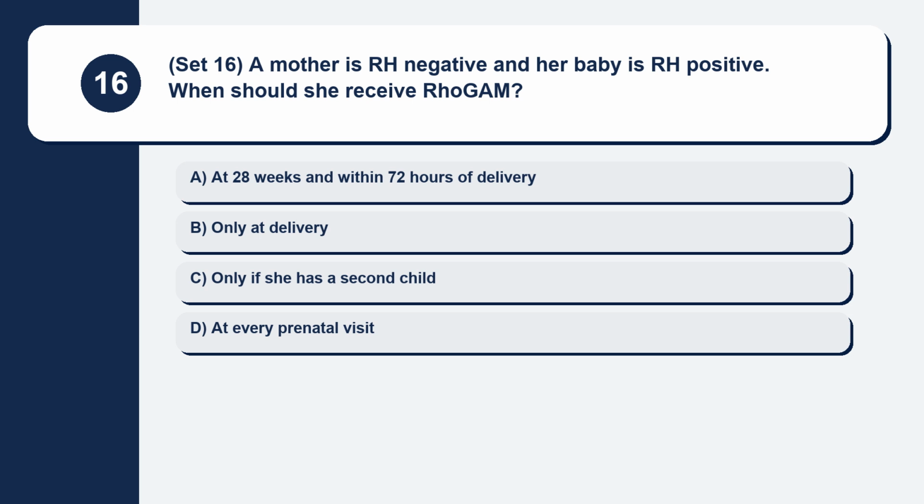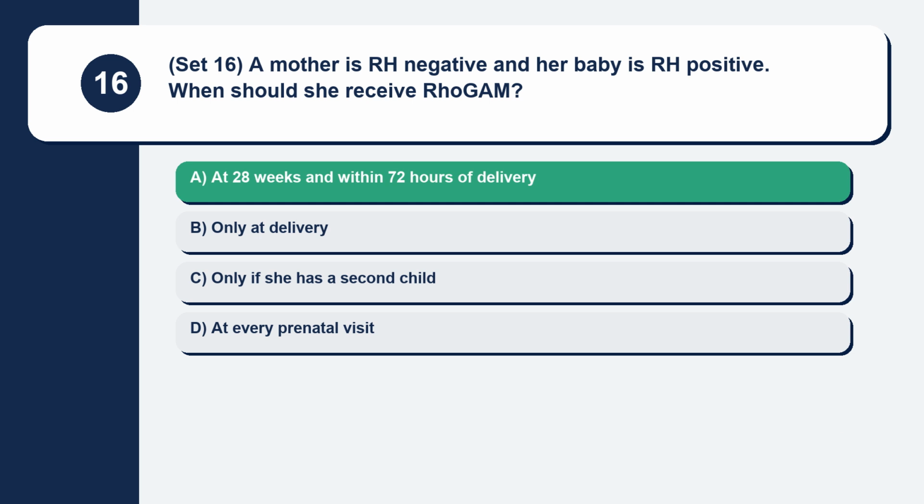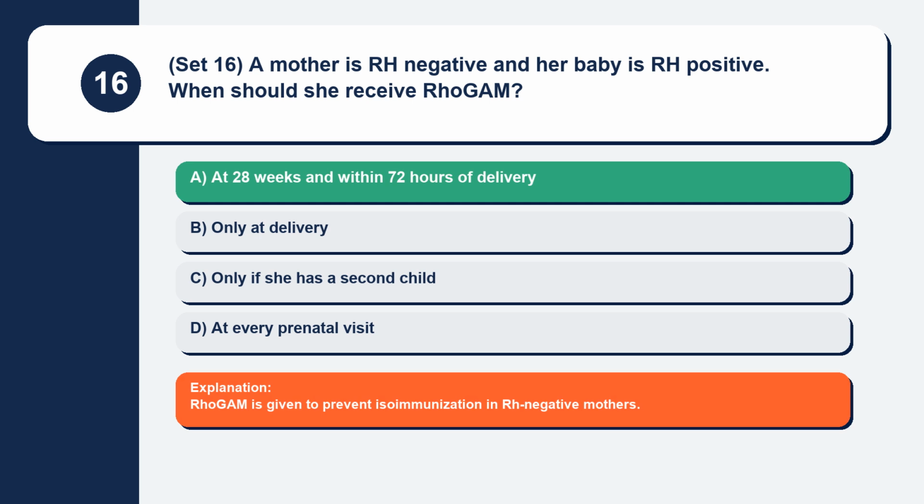Question 16. Set 16. A mother is Rh negative and her baby is Rh positive. When should she receive RhoGAM? At 28 weeks and within 72 hours of delivery, only at delivery, only if she has a second child, at every prenatal visit. RhoGAM is given to prevent isoimmunization in Rh negative mothers.